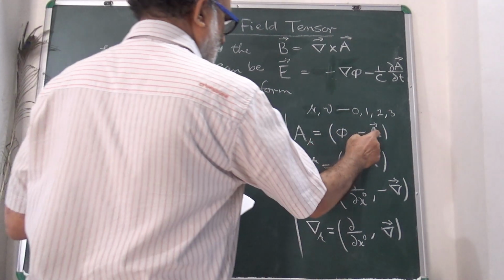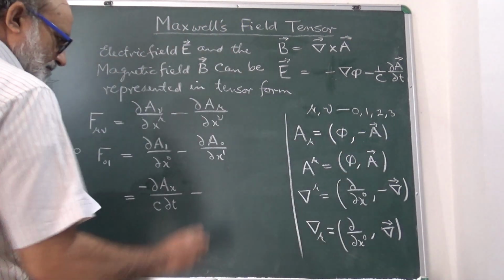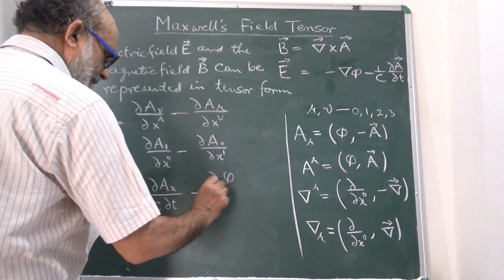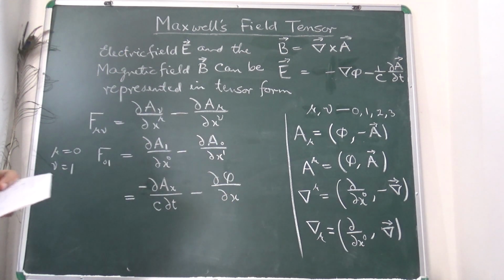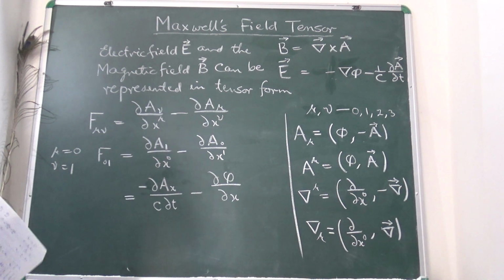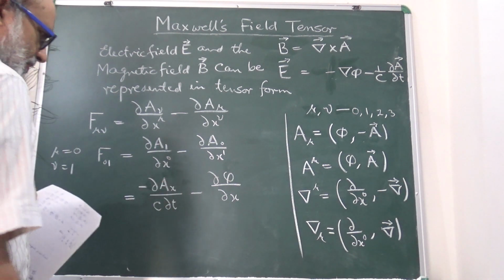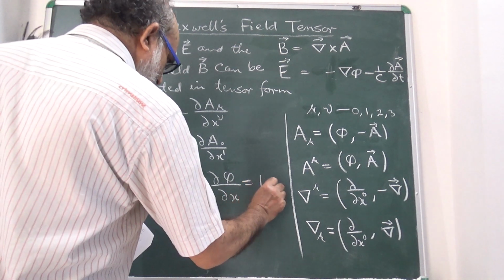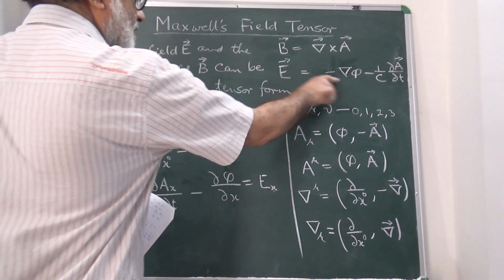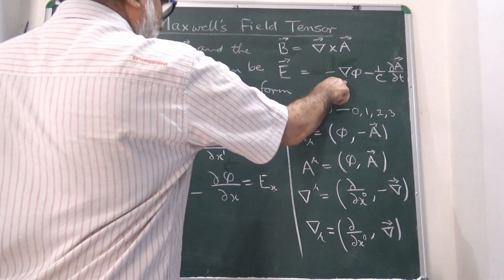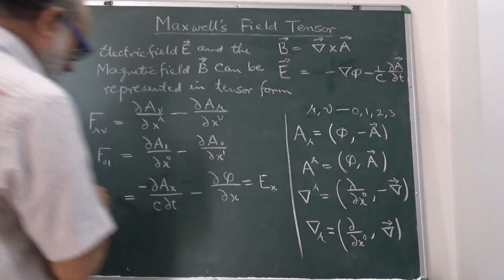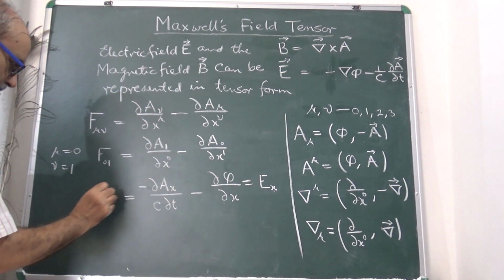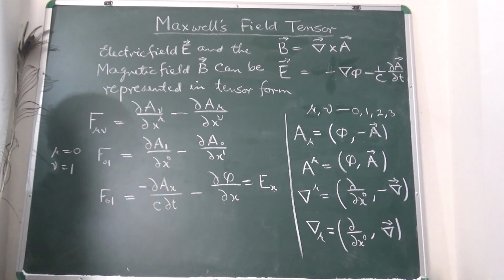This is A0, this is A1, A2, A3. So it is del phi, and this is del x. This is nothing but the x component of the electric field here: del phi by del x minus 1 by c del A_x by dt. So F01 is the x component.